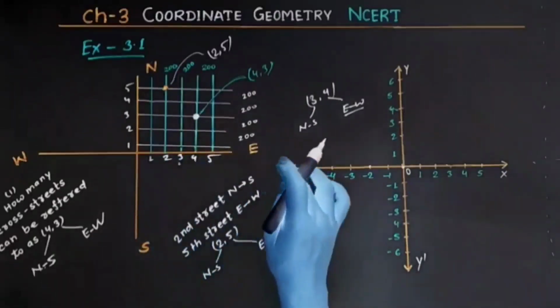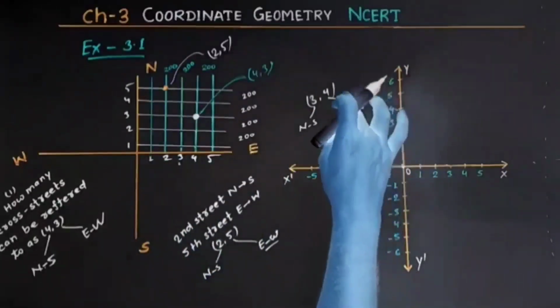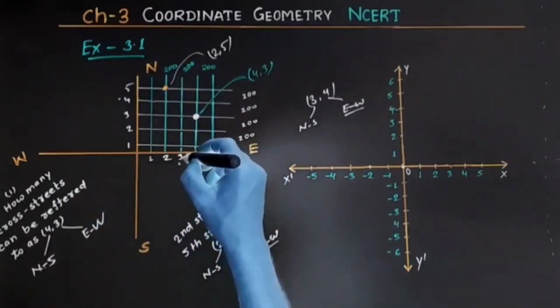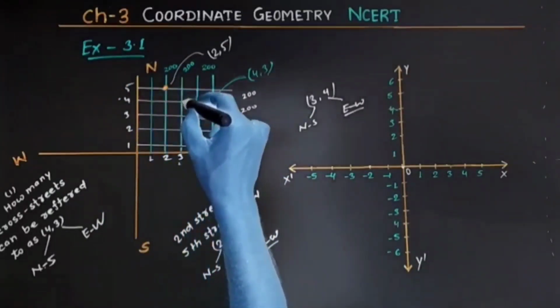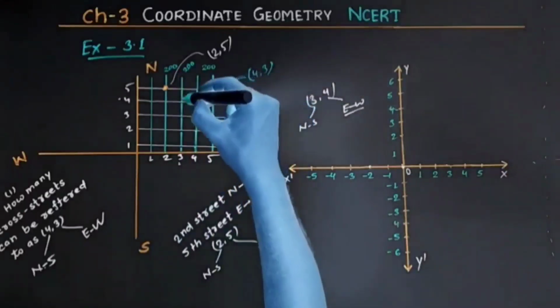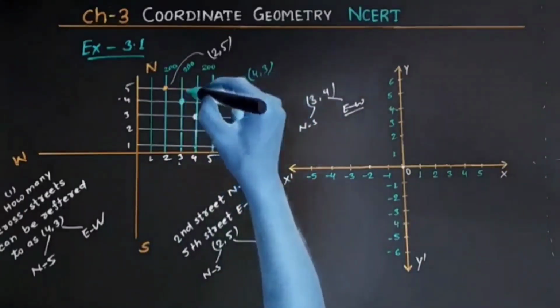So with the help of direction also you can plot a point in a different quadrant. Either it is quadrant number 1, quadrant number 2, quadrant number 3, or quadrant number 4. Let me take another point.